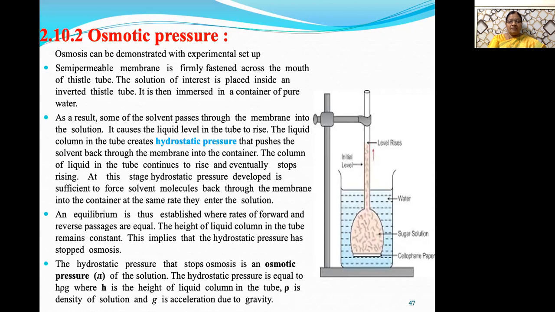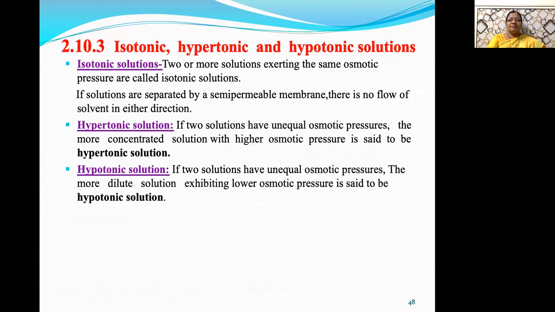Now hydrostatic pressure is given by the formula h rho g, where h is the height of the liquid column in the thistle tube, rho is the density of the solution, and g is the acceleration due to gravity. Following this experiment, we get the concept of osmotic pressure. So what is osmotic pressure? It is the hydrostatic pressure which stops the phenomenon of osmosis. Now consider the terms isotonic, hypertonic and hypotonic solution.